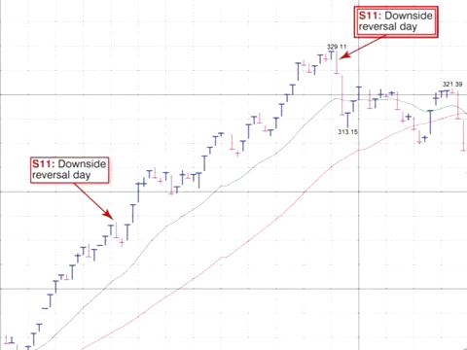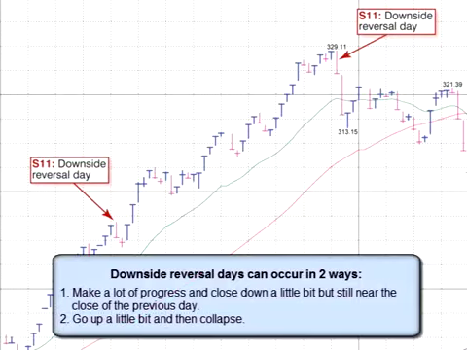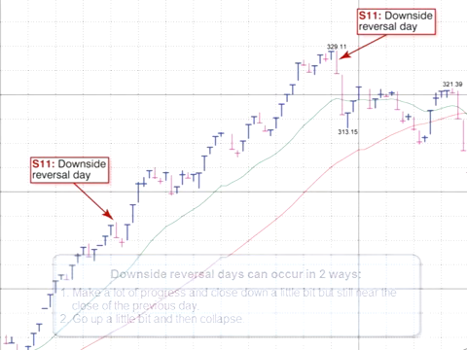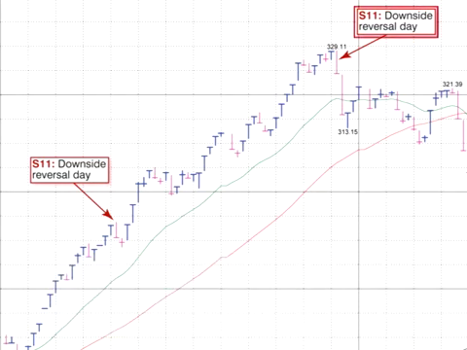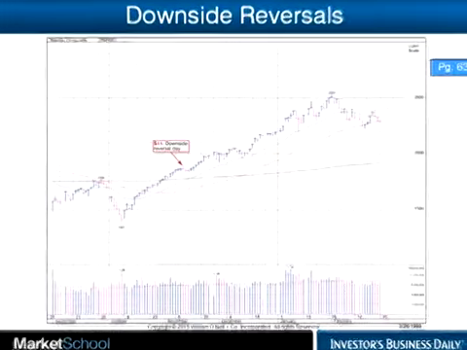In this instance up here, it actually occurred at the peak. So you hit your peak of the rally here. You barely go into new high ground, but still a large spread here. So it kind of can happen in two ways. It can happen whereas you make a lot of progress and close down a little bit, but still near the close of the previous day. Or in this case, you went up a little bit and then you really collapsed. I've seen them both ways. Here's your downside reversal, and you can see this was the very first sell indicator in a long slide in the market. Let's move to page 63 and look at a few more.